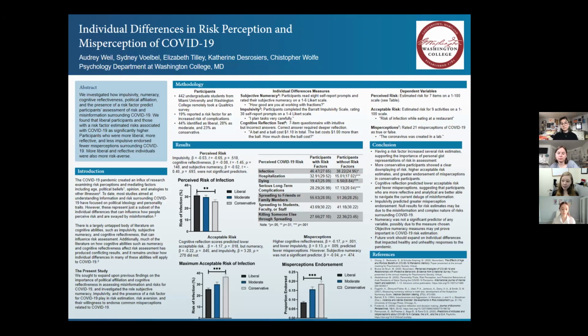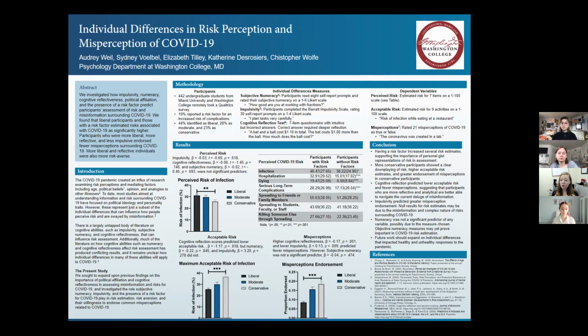Looking at our second dependent variable of acceptable risk, we see that cognitive reflection scores actually predicted lower levels of acceptable risk, meaning that participants who are better able to navigate through those bat and ball problems tend to be more risk averse.